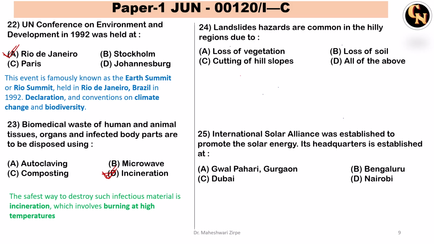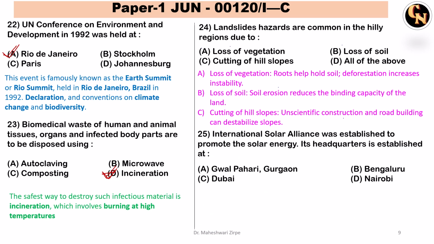24th. Landslide hazards are common in hilly region due to what? Due to loss of vegetation, cutting of hilly slopes, loss of soil, all of the above. So according to me, it is all of the above. Loss of vegetation will, roots help to hold the soil. Deforestation increases instability. Loss of soil, what will it do?